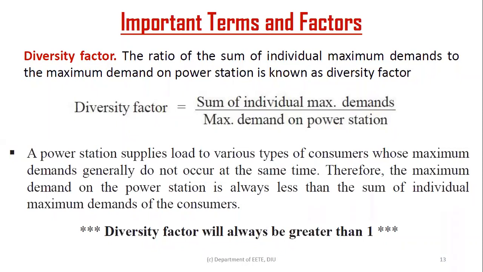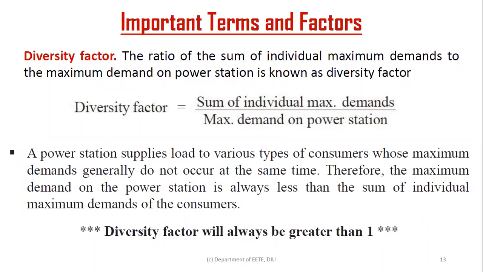Suppose Monima has a school. His school operates in the morning. All the students are present in the morning, so electricity use in all the rooms should be at that time. So the maximum demand of that school happens in the morning.